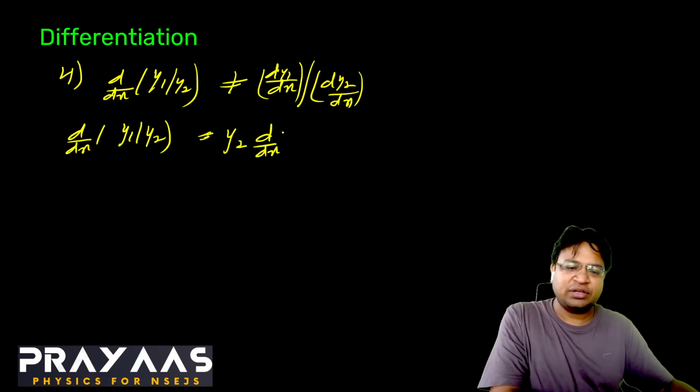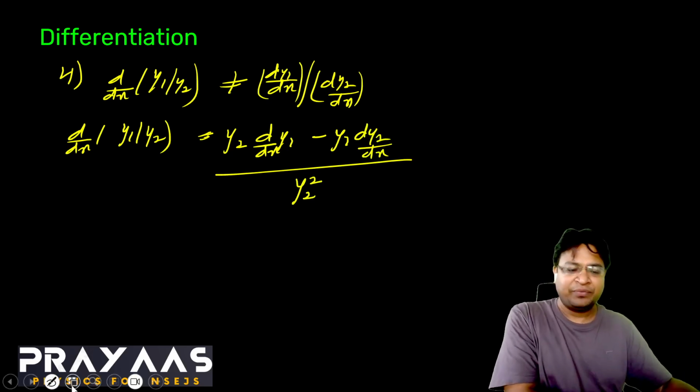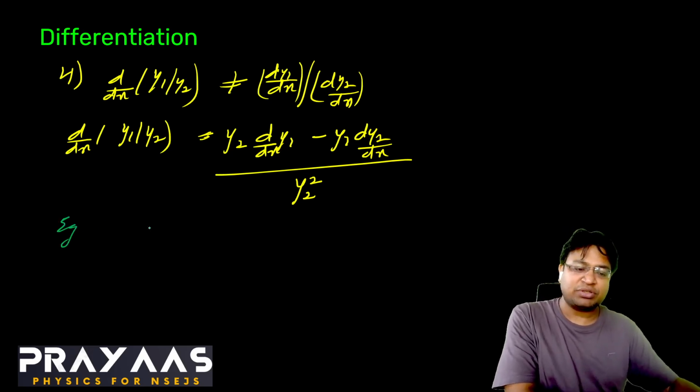You differentiate the numerator, then minus numerator into differentiation of denominator, divided by the square of the denominator. Okay, let me demonstrate. This is the formula. You have to learn it, guys. Whatever formula I'm writing, you have to learn this formula. So let me demonstrate now.